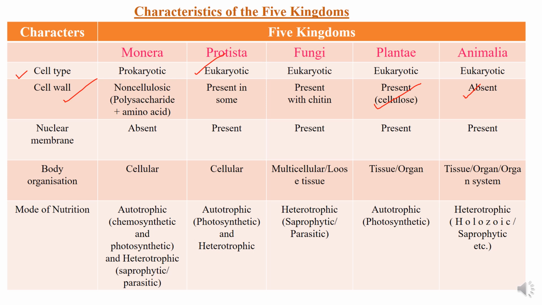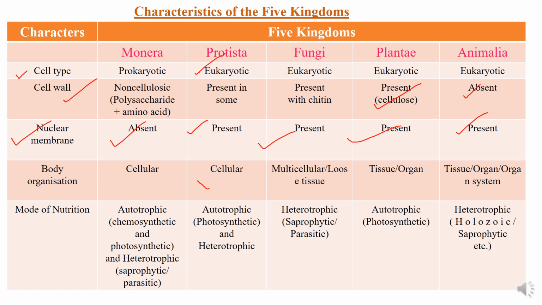Coming to the nuclear membrane, in case of Monera, the nuclear membrane is absent, that is, the nuclear material is distributed in the bacterial cell, and a nuclear membrane is present in Protista, fungi, Plantae and Animalia. Coming to the body organization, it is cellular organization in case of Monera, that is the bacterial cell, what we used to call.